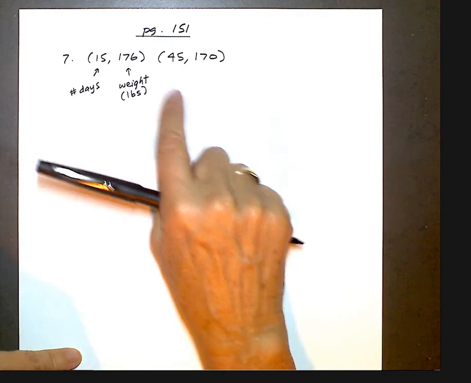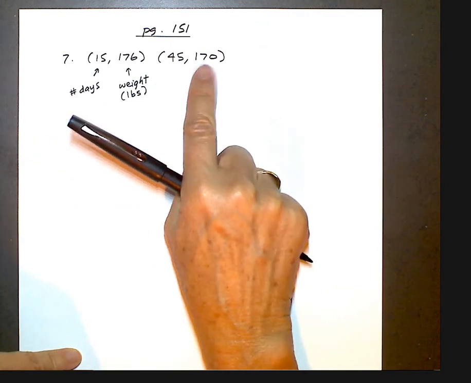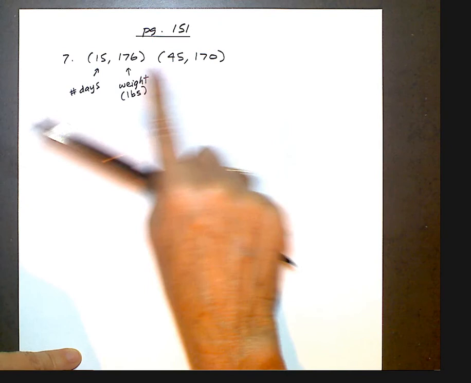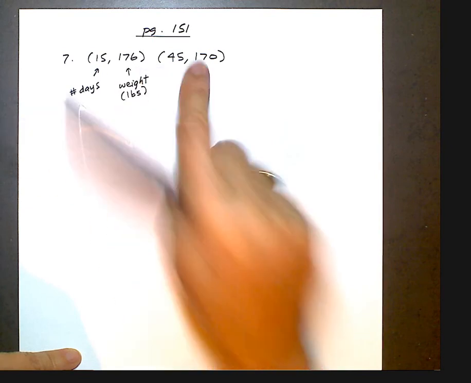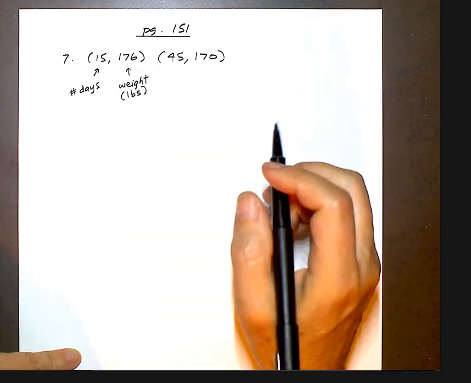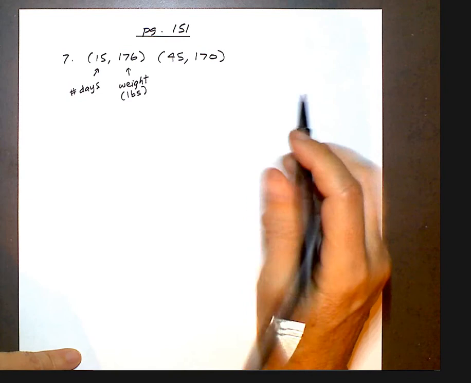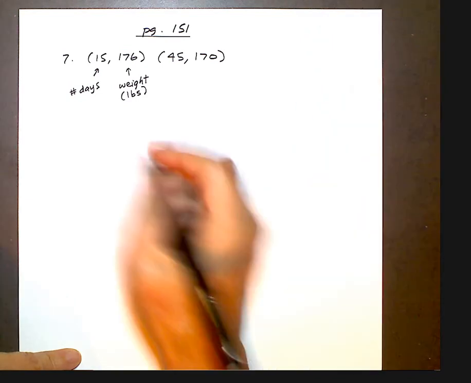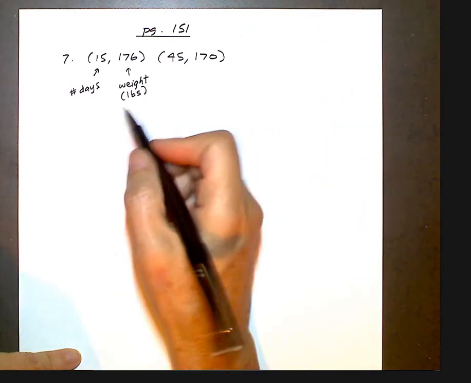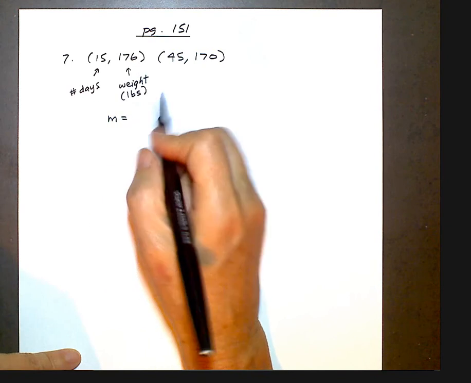Then at 45 days into the diet, he weighs 170. So we can see that he's losing weight, right? As days increase, his weight is going down. So we have to answer some questions in part A and B. So we're going to need to find out what this function is. So first of all, find the slope.